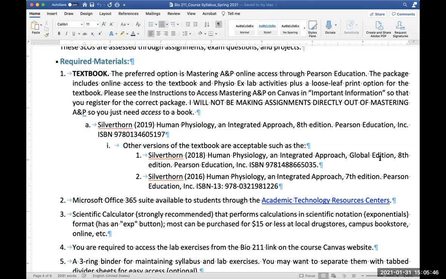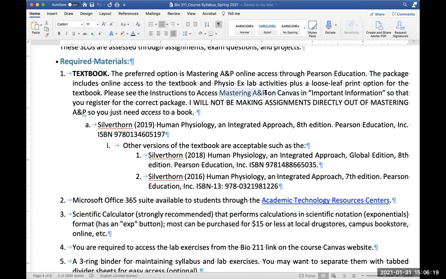The main difference with the Global Edition versus the integrated approach is the clinical examples are a little bit different in the Global Edition because the different medical conditions are different in different parts of the world. Especially in developing countries, there's more infectious disease. So you've got a number of options on the textbook. I don't care if it's hard copy, loose leaf, rented, purchased. That online version is an option.